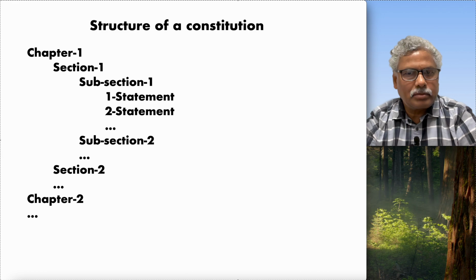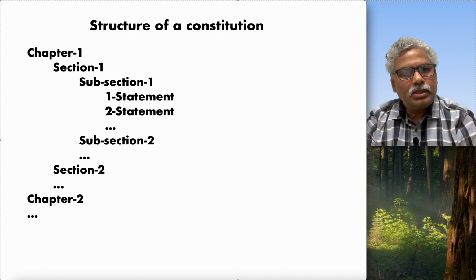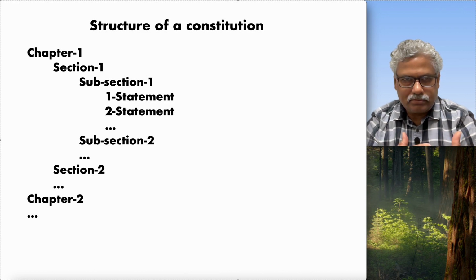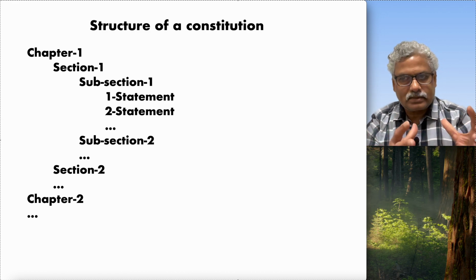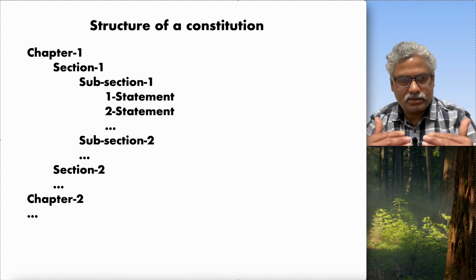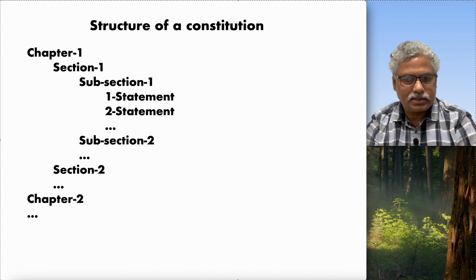We'll go one by one. So when we look at the structure of the constitution, we have chapter 1, section 1 and subsection 1, and then there are the statements of law, act or article, whatever you call it. Those things will be divided under groups like chapters, sections and subsections.